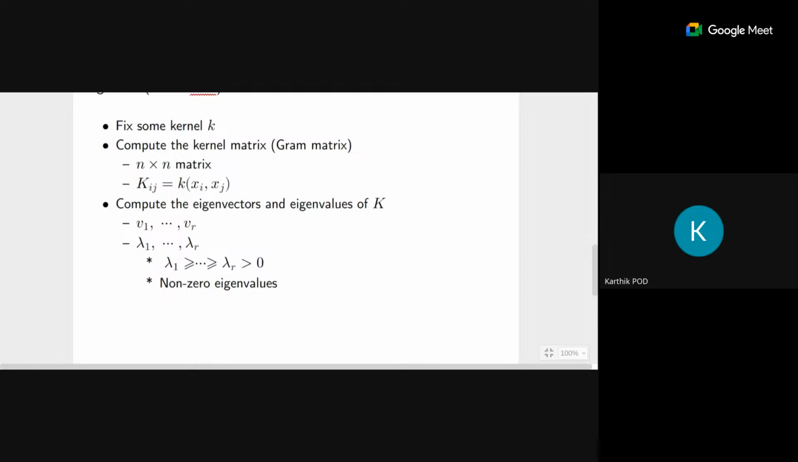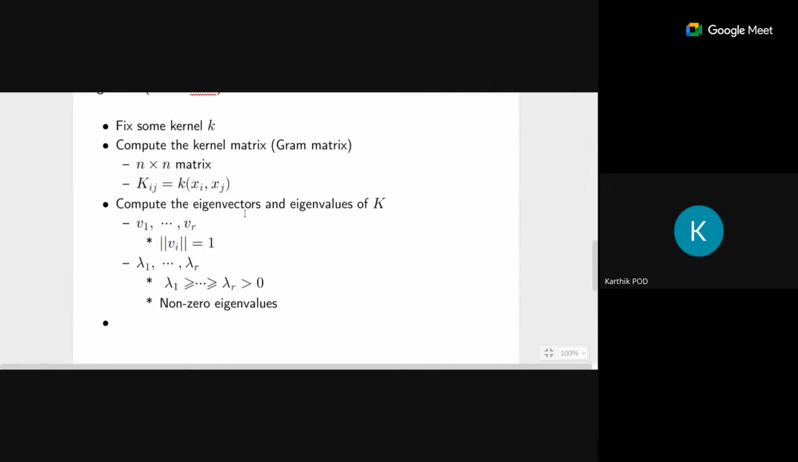The eigenvectors are, in this case, unit norm. Whatever the black box does to your kernel matrix, you assume that it returns unit norm eigenvectors. These are the first three steps: fix the kernel, compute the kernel matrix, and then get hold of the eigenvectors and eigenvalues.